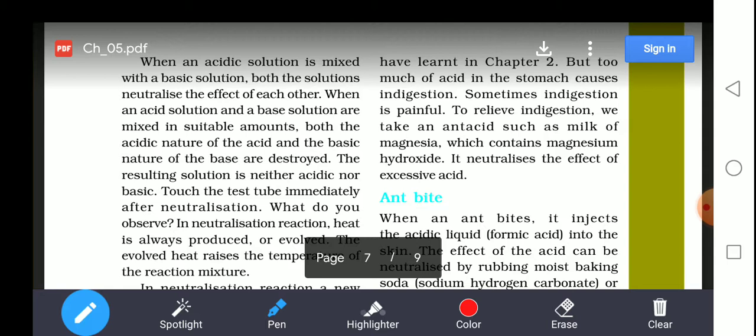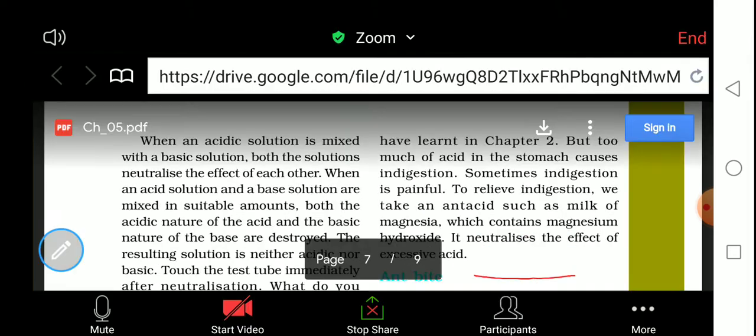In ants, many ants, what acid is present in the ant when it stings your body? What happens? You will have itching, or it will be painful. You will experience a painful effect. So what acid is present in the ant? Formic acid. Formic acid is present.